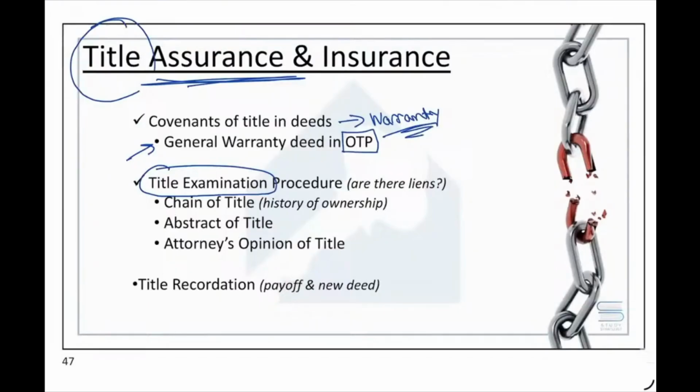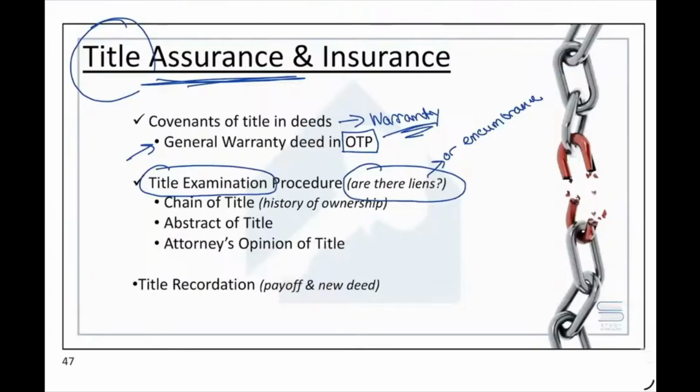You can pay somebody to go to the Register of Deeds and look and see, are there any liens or encumbrances? Or remember, we talked about color of title, cloud on title. You can have somebody check to see, is anything shady going on here? I should hope everybody buying a house has this done first.